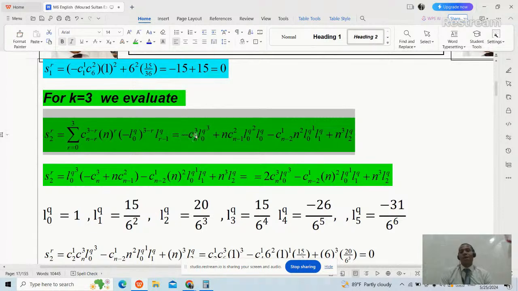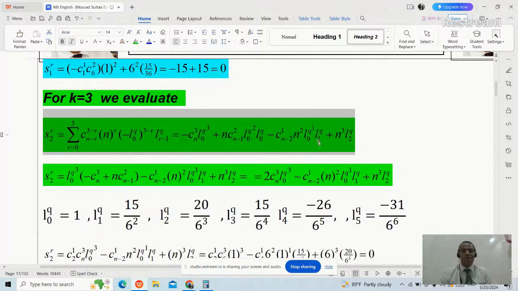Therefore, this one should be equal, learners, to what? Negative combination n choose 3, L0 of ODQ raised to the power 3, plus combination n minus 1 choose 2, because n minus 1 means r is 1, then 3 minus 1 is 2, and n raised to the power 1, times L0 of ODQ to the power 2, times L1 minus 1, which is L0 of ODQ, from the formula of Mourad Sultan Ezouidi.